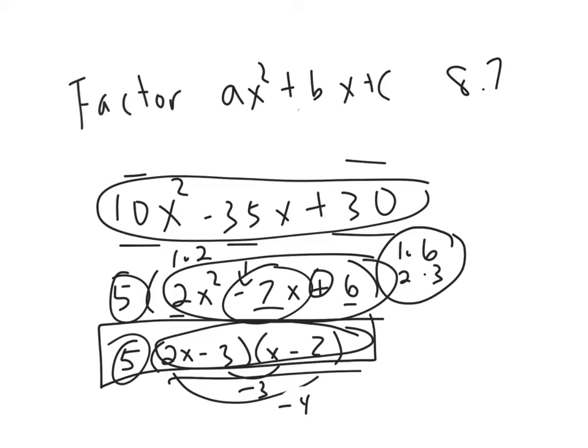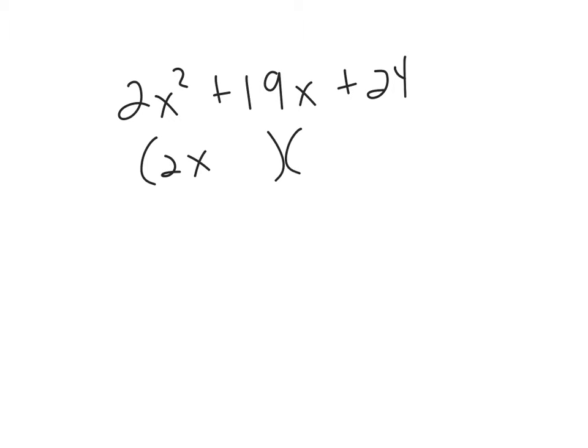Okay, so the first thing you want to do is always check to see if there's something in common in all 3 terms that you can factor out. All right, let's try another one here. Let's go 2x squared plus 19x plus 24. Again, look to see if something's in common. Nothing. 2 will go into 24, but not into 19, and so that's it. Because 2 is the only factor of 2, I know that if it's going to be factorable, it's going to start this way, because those are the only factors of 2.